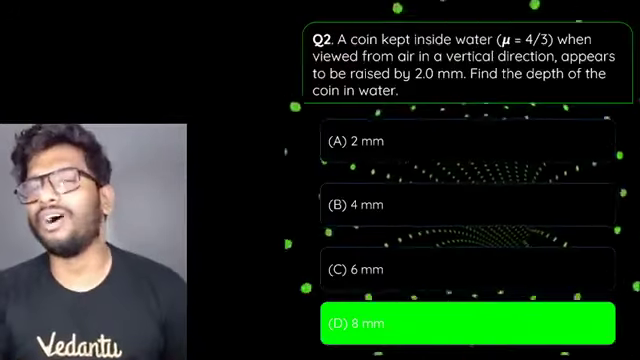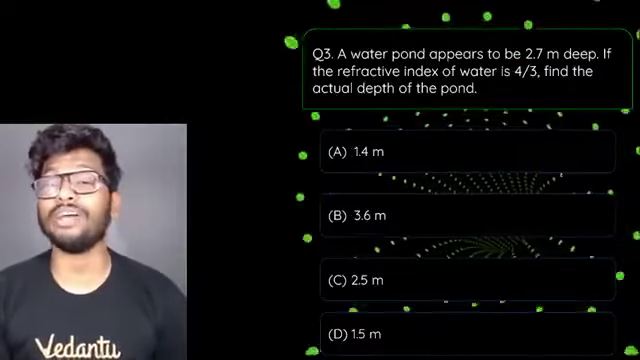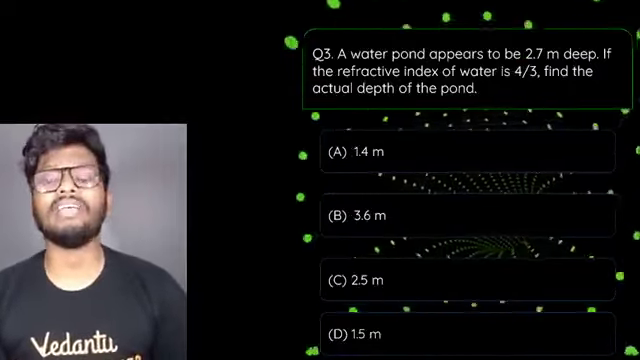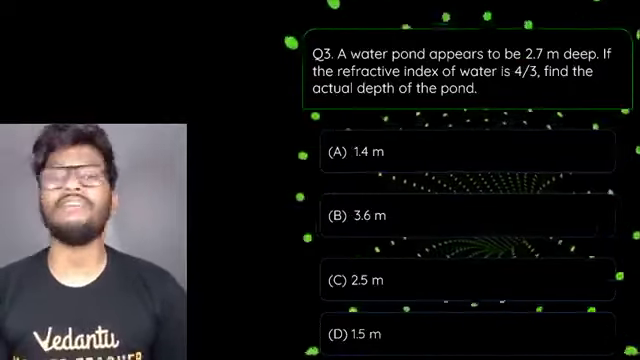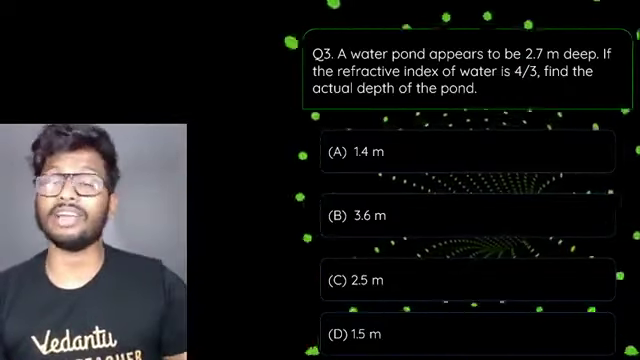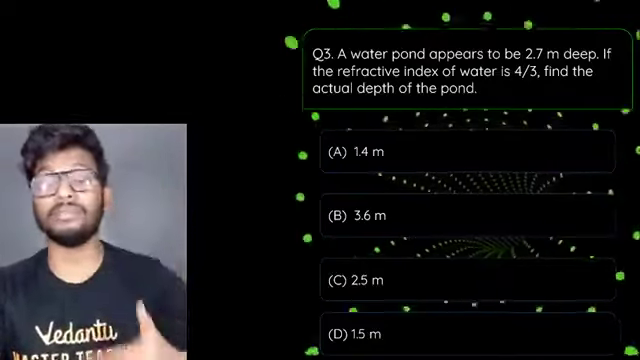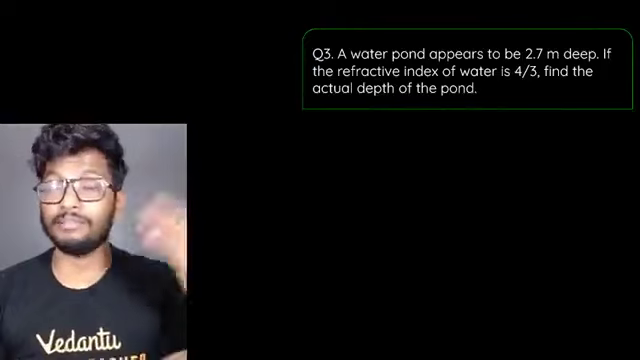With that said, guys, moving on to the third and the final question for the day. A water pond appears to be 2.7 meters deep. If the refractive index of water is 4/3, find the actual depth of the pond. They've given you the apparent depth and the refractive index. Find out the actual depth. Very simple question. Is it 1.4 meters, 3.6 meters, 2.5 meters, or 1.5 meters? Let me know what the answer is, guys.